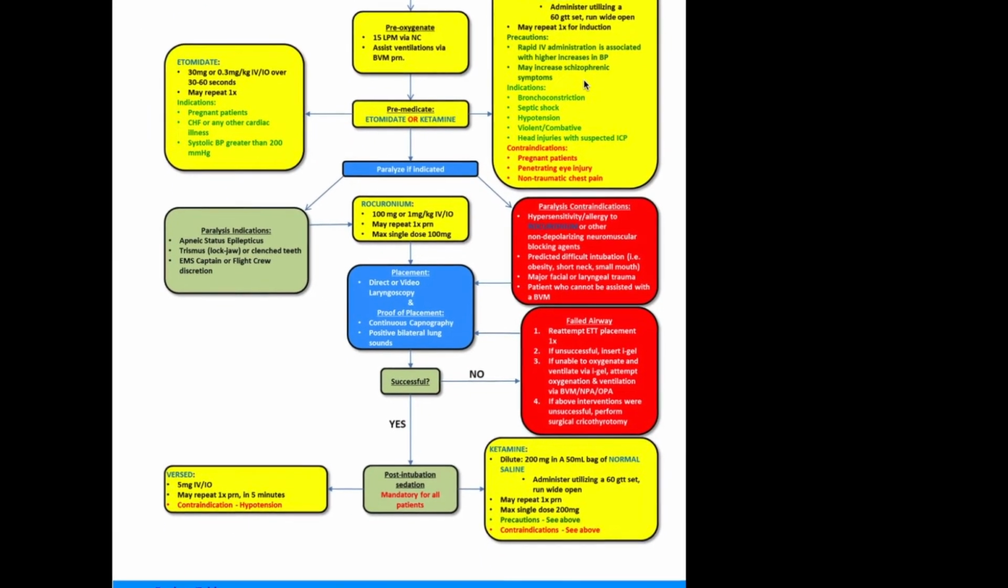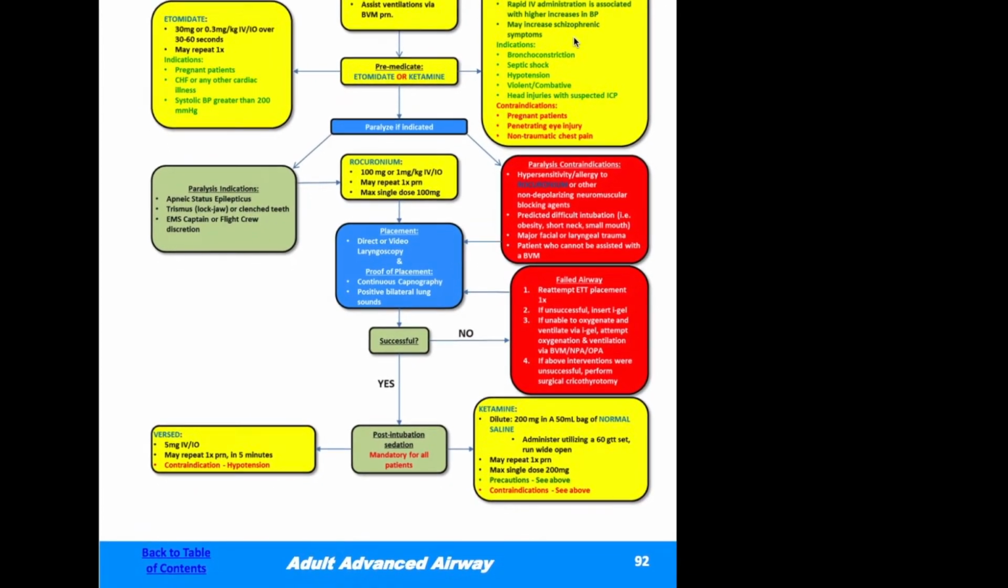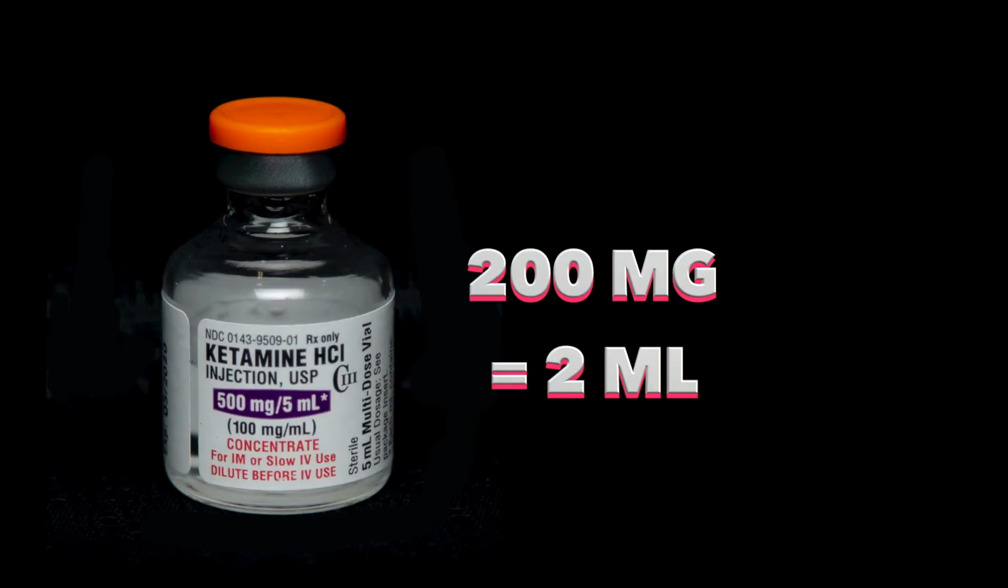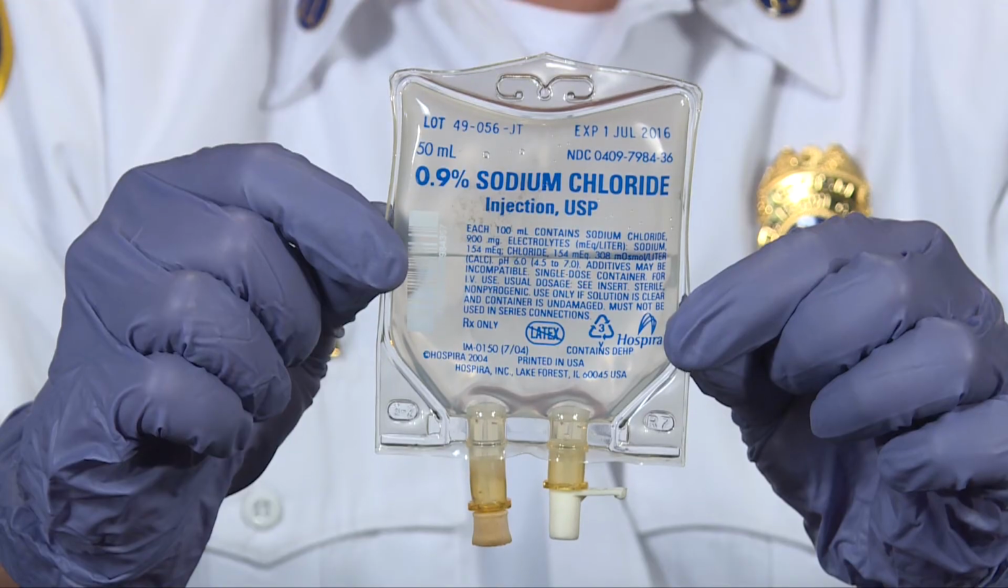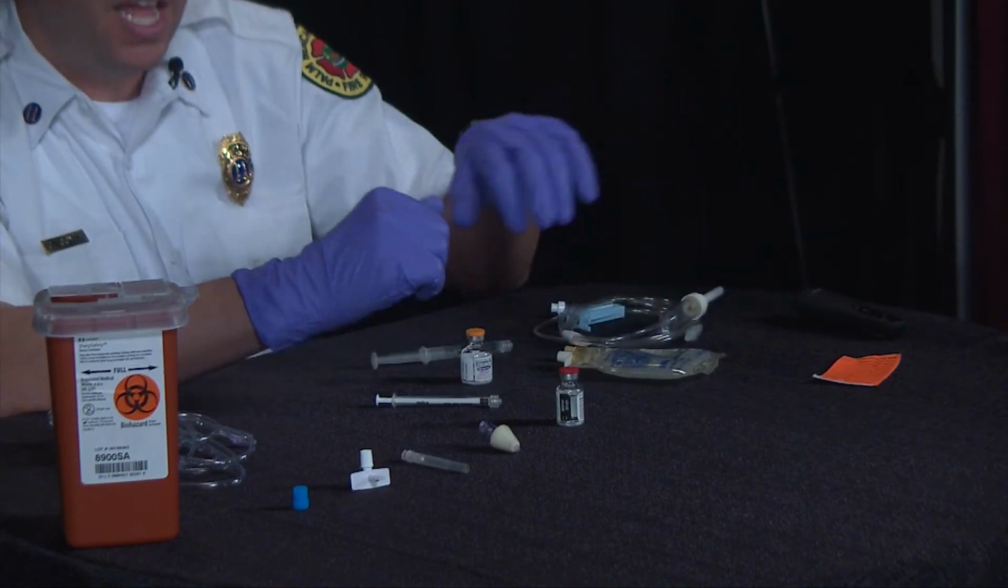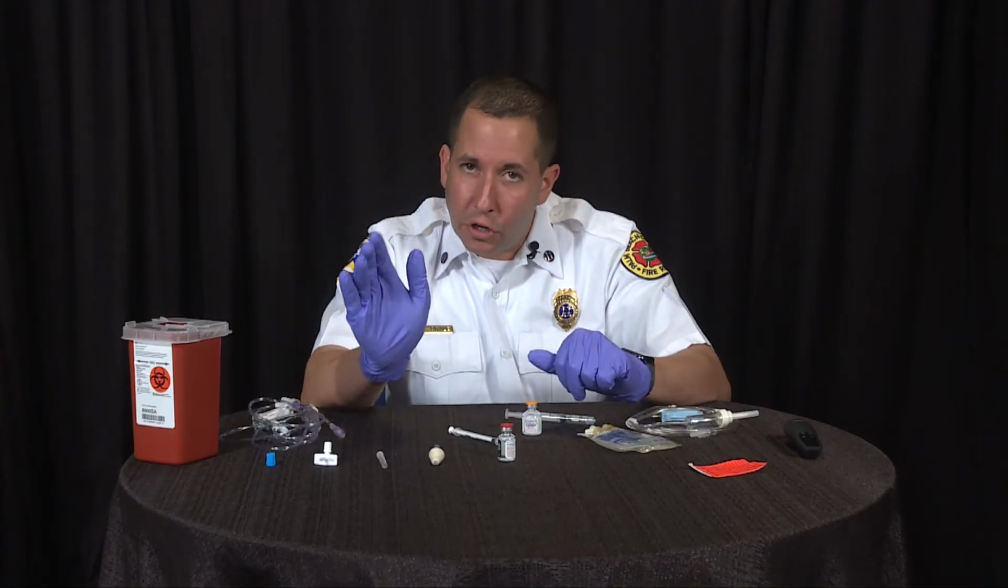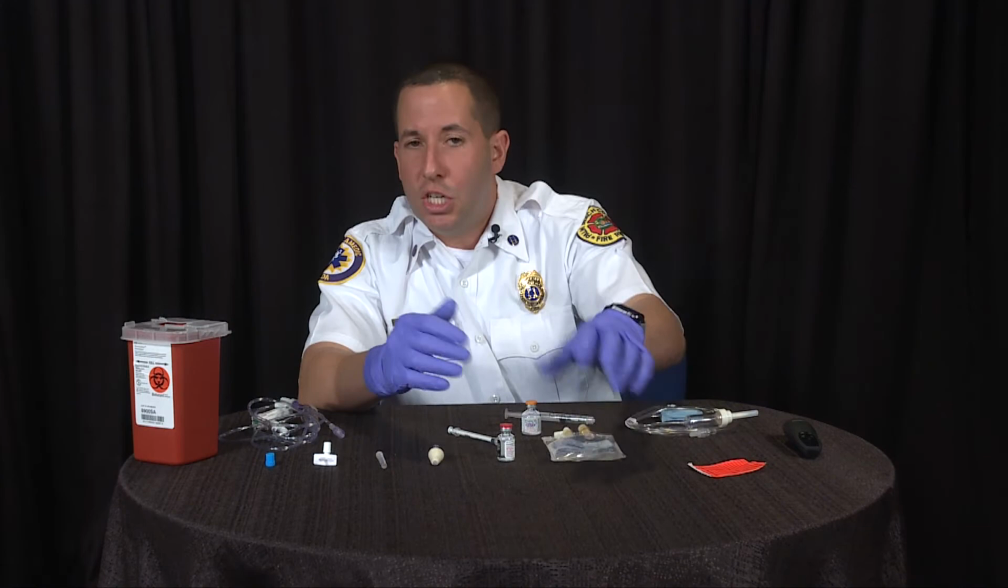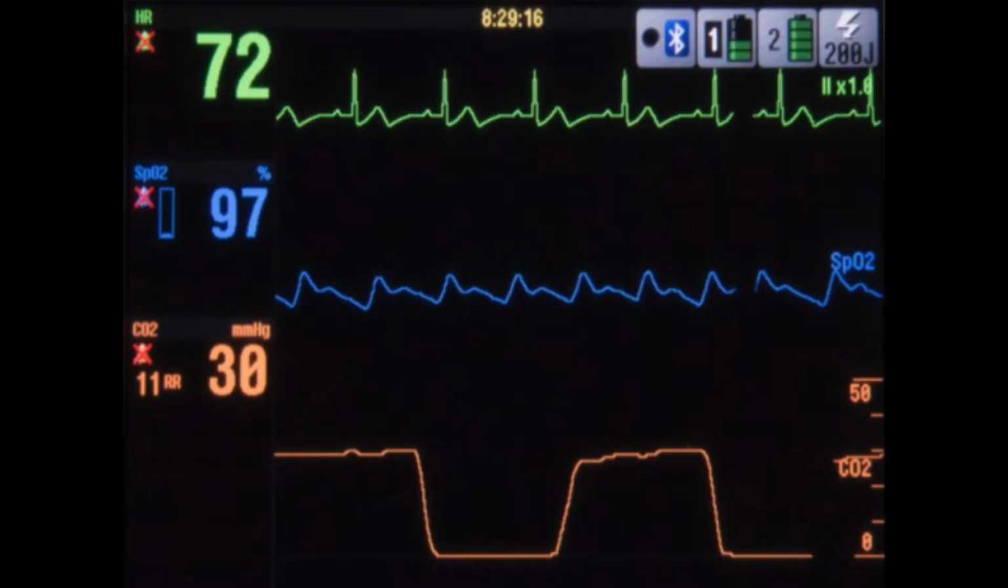And again, the dose is exactly the same. It's 200 milligrams, which equals 2 mLs. It's administered the same exact way. You put it in the 50 cc bag, and then you attach your 60 drop set, and again, you run this wide open for your entire infusion. Just like every other time we give the ketamine, make sure you're monitoring all your vital signs, your blood pressure, your end-tidal CO2, and your ECG monitoring throughout the transport.